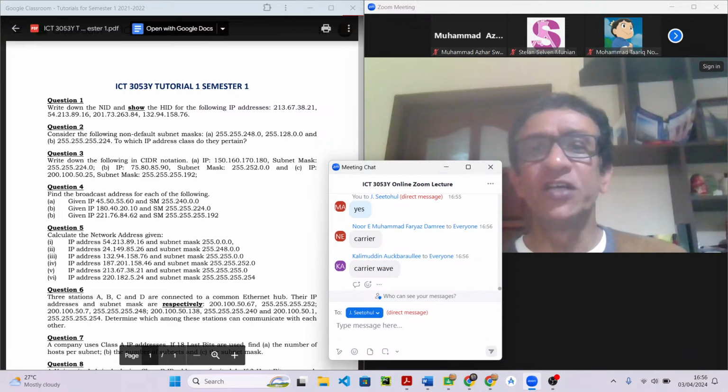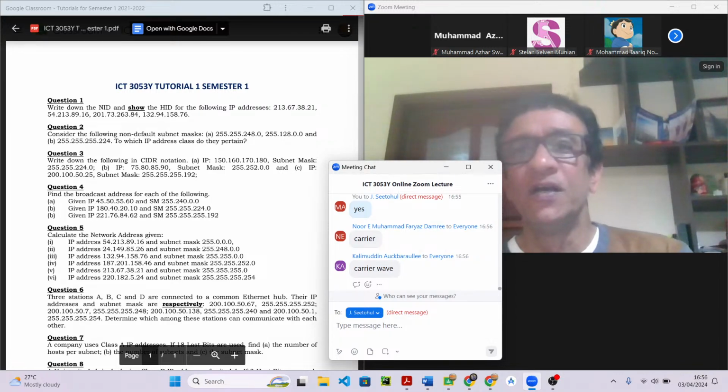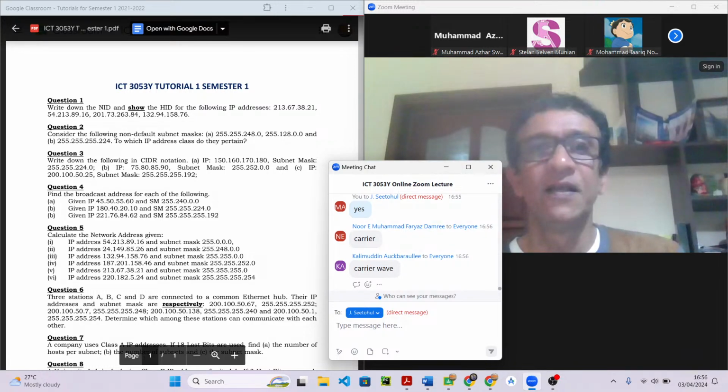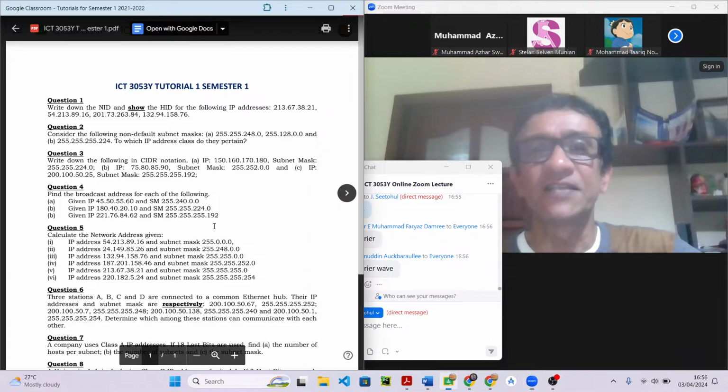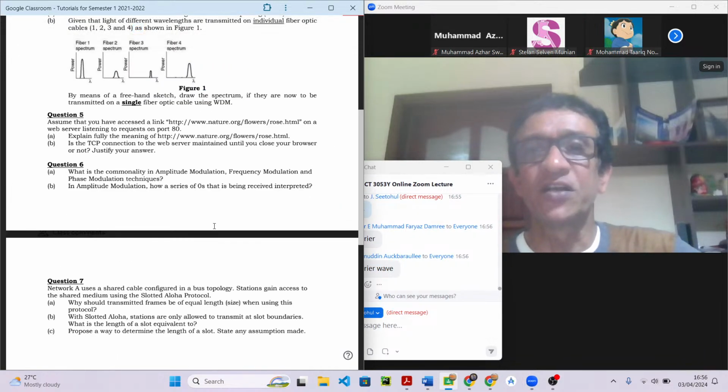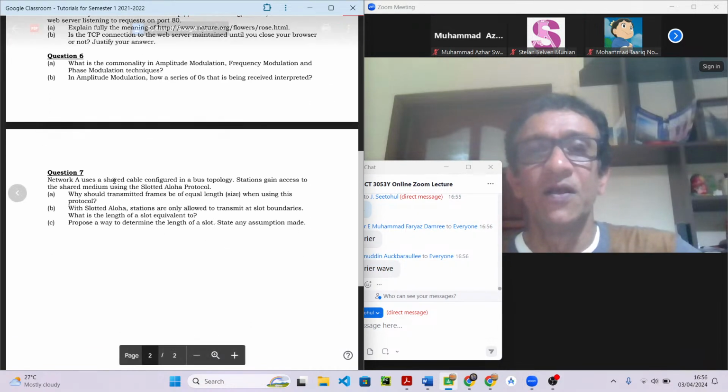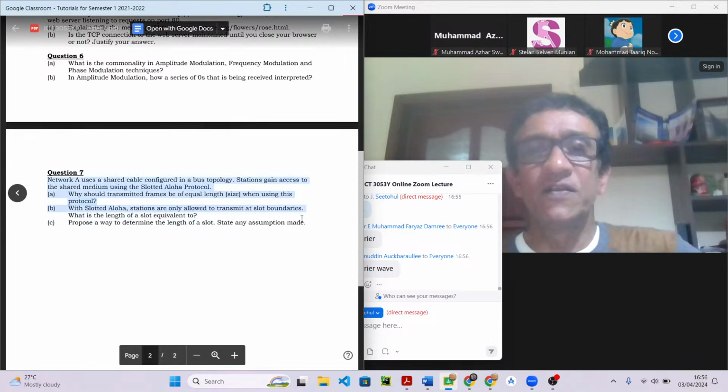So in amplitude modulation, how is a series of 0 that is being received treated? It is taken as a loss of connection. Now, network A uses a shared cable configured in a bus topology. Stations gain access to the shared medium using slotted Aloha protocol, right? Why should transmitted frames be of equal size when using this protocol?